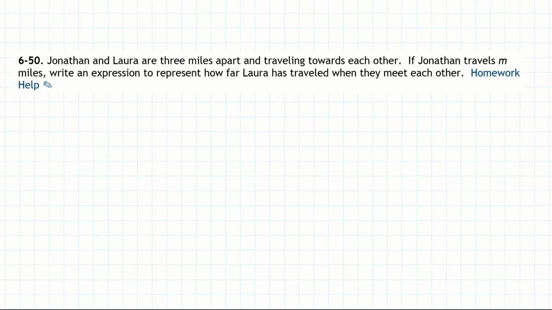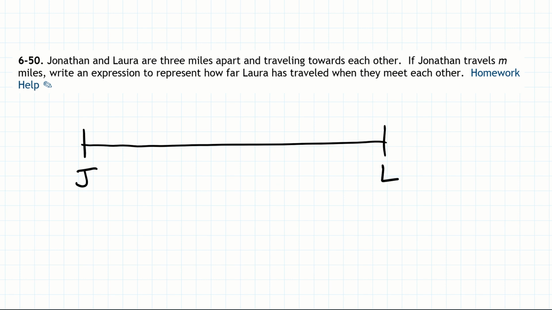But before we look at that, I'd like to look at question 50 from last night's homework and make sure we understand this. So Jonathan and Laura are 3 miles apart and traveling towards each other. Okay, so we have two people. I'll say that this is Jonathan and this is Laura. And the total distance between them is 3 miles. And they are traveling towards each other.